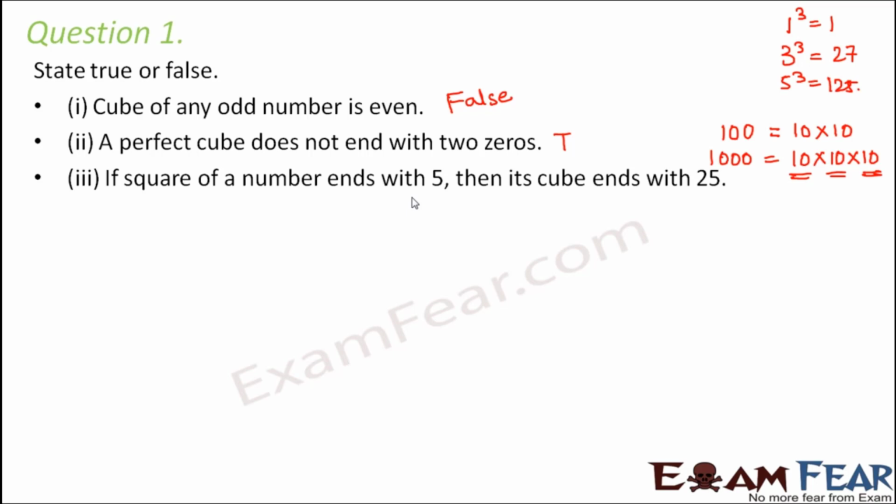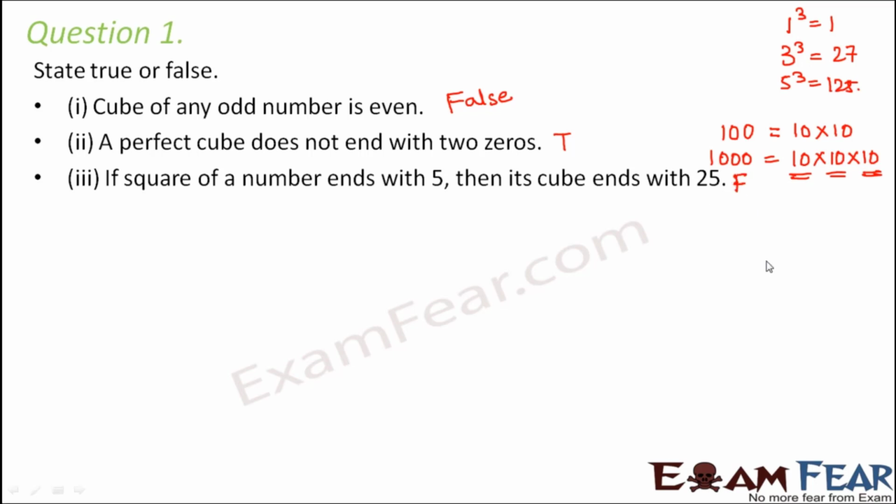Well, the square of any number ending with 5 will end with 5. Again, its cube will also end with 5. But when you say that the cube would end with 25, that's not really true. So this is a false statement, because this is not necessarily true.